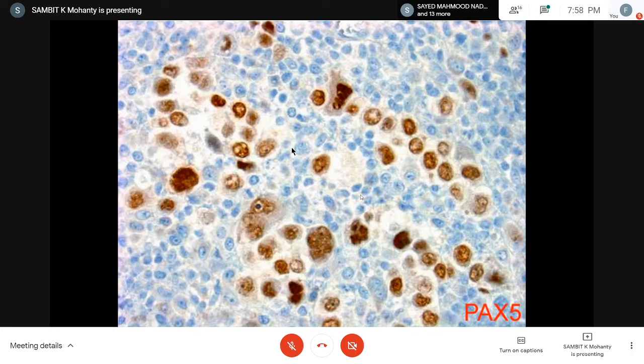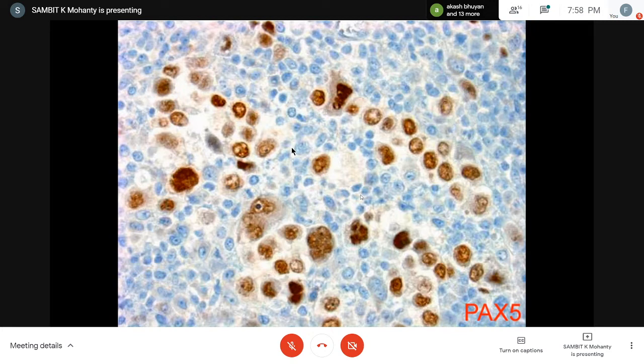I was not confident enough because the more stains I did, the more I was all over the place, and this T cell aberrancy was coming into play. So a lot of things were going on in this. CD10 was negative, and so that was the story.